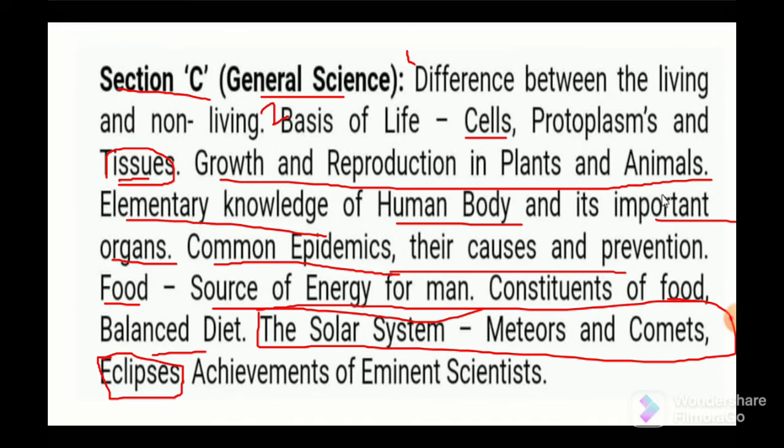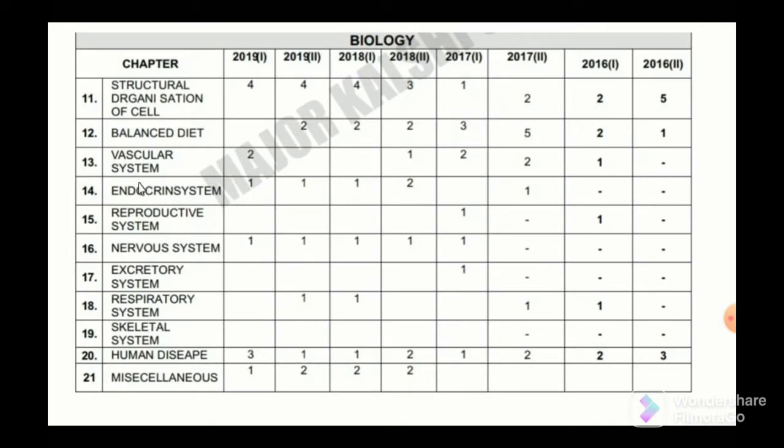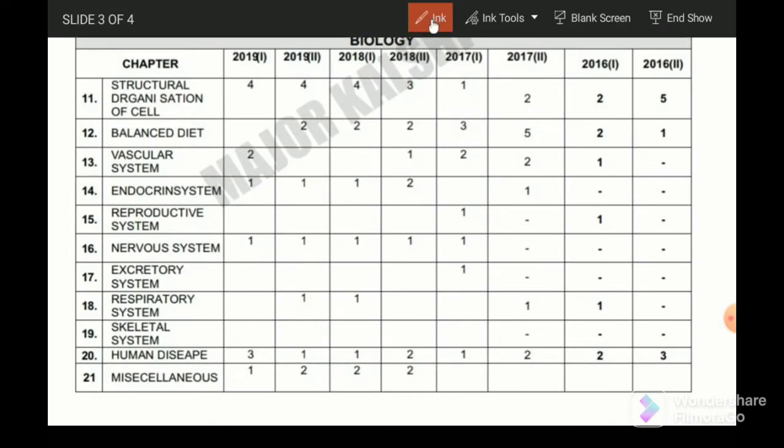Next, the question paper analysis of the biology section. Mainly we have 11 chapters. Okay, the structural organization, it should be organization, not D. The structural organization of cell. In 2019 first paper we have 4 marks. In 2019 the second paper, NDA 2, we have 4 questions from this. So that means this is a very important chapter. We need to complete this thoroughly.